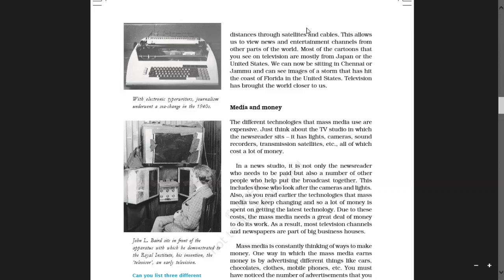We can now be sitting in Chennai or Jammu and see images of a storm that has hit the coast of Florida in the United States. Television has brought the world closer to us. We can know what is happening throughout the world very quickly with the help of television.